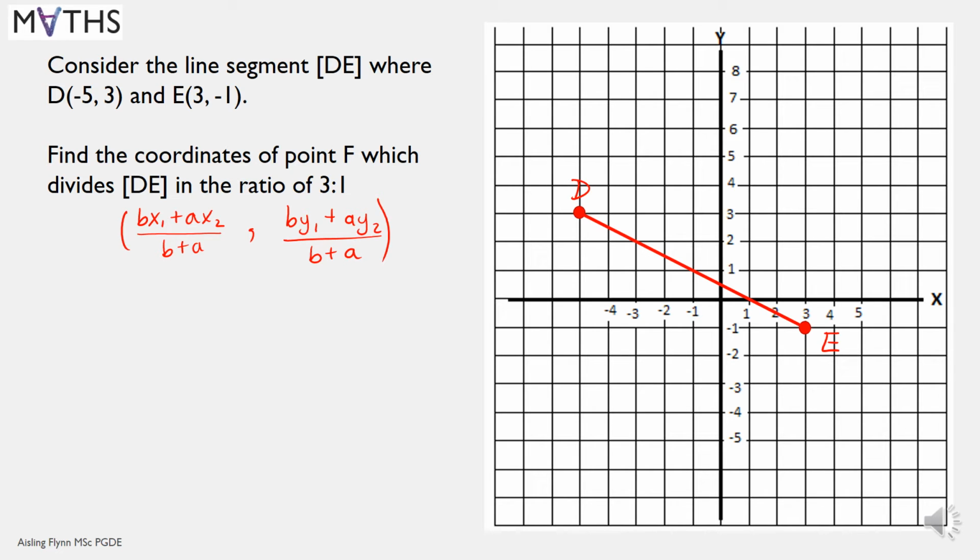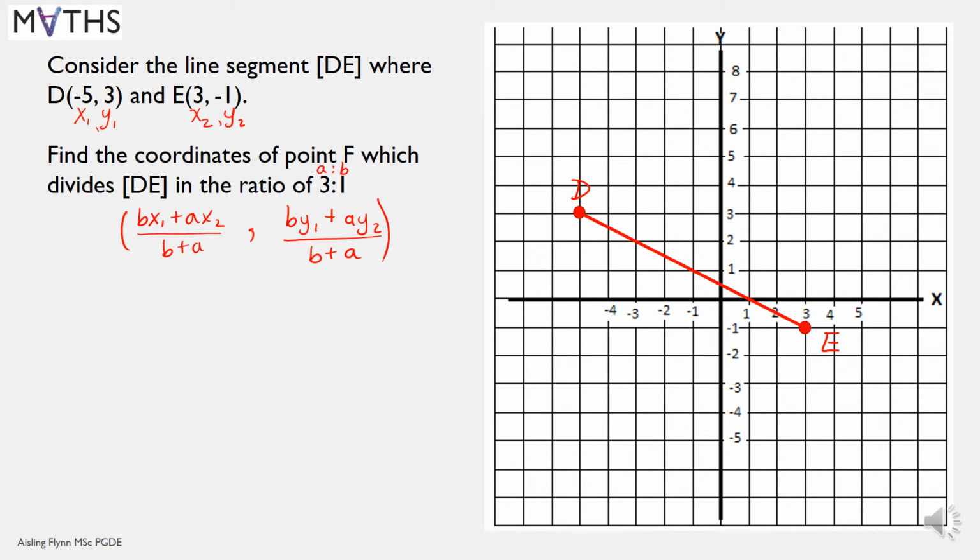Okay, now what are all those letters? The ratio is A:B. And the x1, y1 will be D, and the x2, y2 will be E. We always go in the way it's written in the exam.